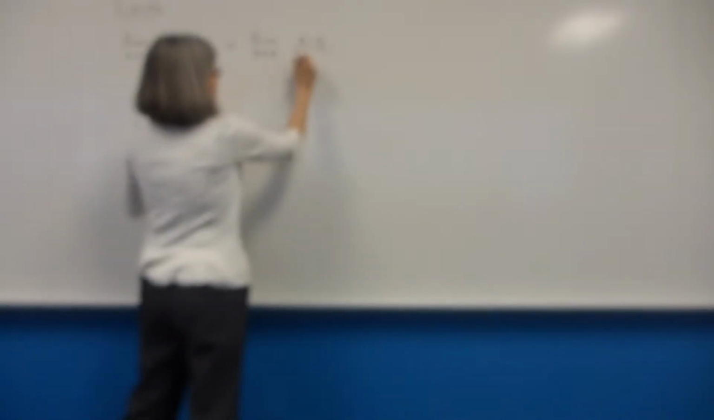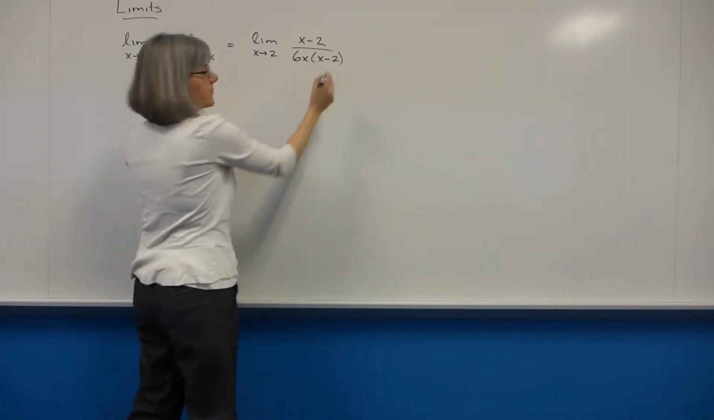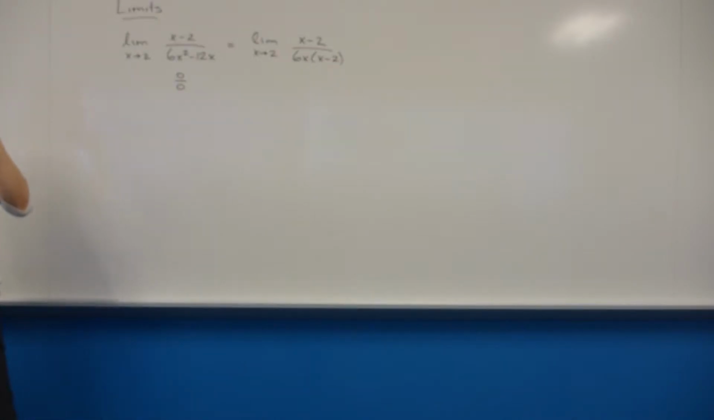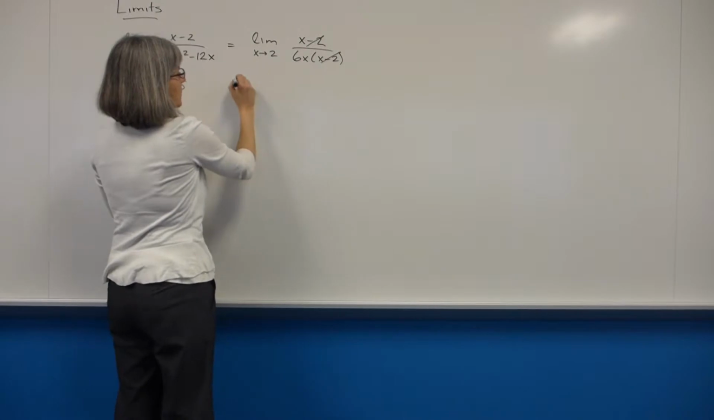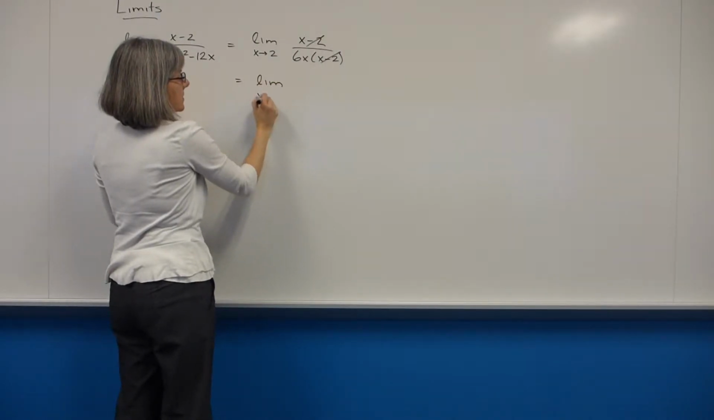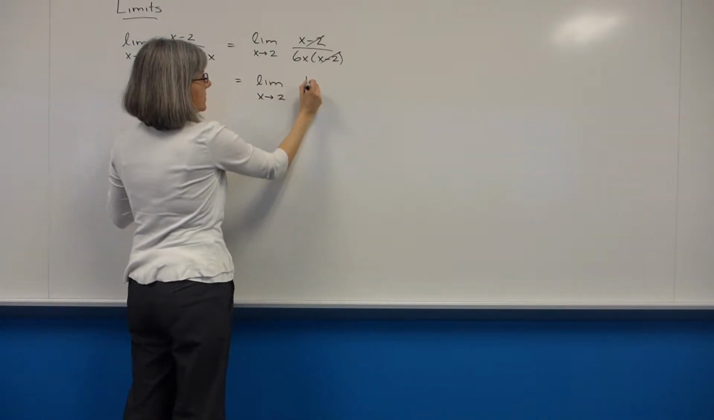So you're going to need to factor this. I would consider this an easy factoring for a test. What's the first thing you always do when you factor? Pull out any common term. So 6x times (x minus 2). If you find that you're really having trouble factoring a problem on the test, there's probably something you're missing, because this should be easy. Okay, so these cancel. So really, this is the same as the limit as x approaches 2 of 1 over 6x.